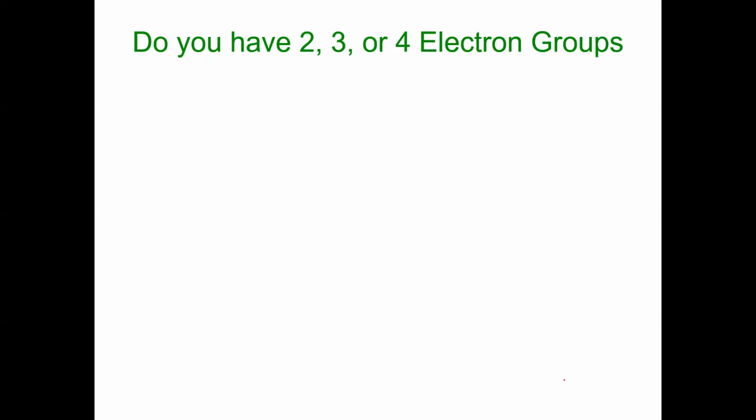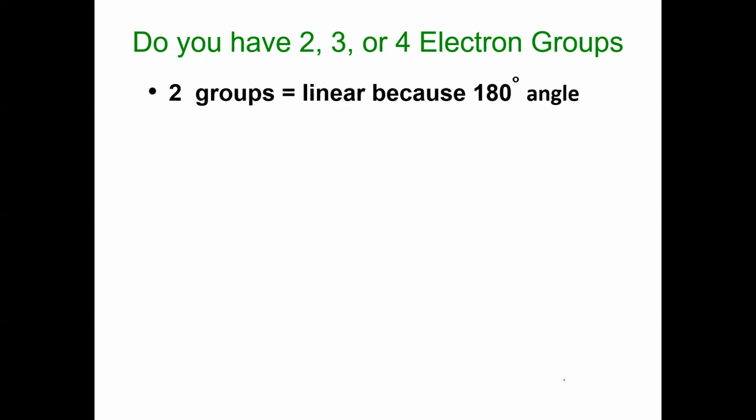So our focus in this class is, do you have 2, 3, or 4 groups around a central atom? The easy one is 2 groups. 2 groups around a central atom forms a linear geometry and a 180-degree angle. So if I have a central atom and I have 2 things attached to it and I want it to be as far apart as possible, they're going to be 180 degrees.